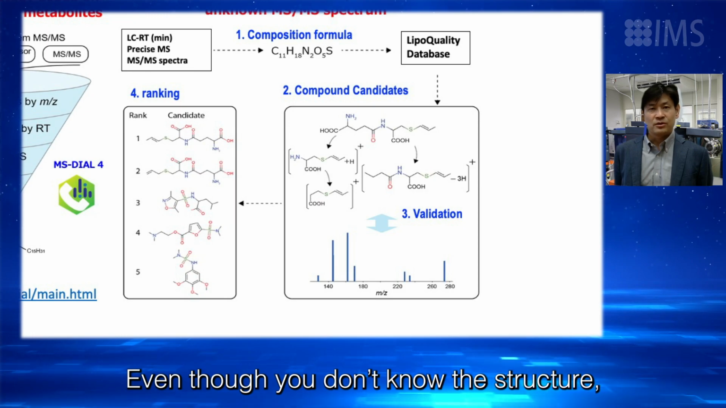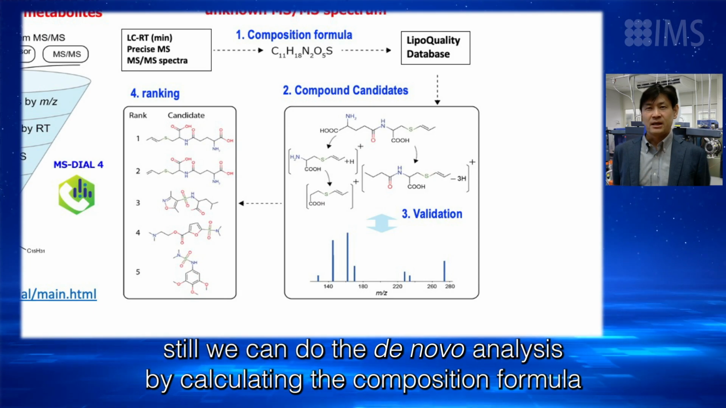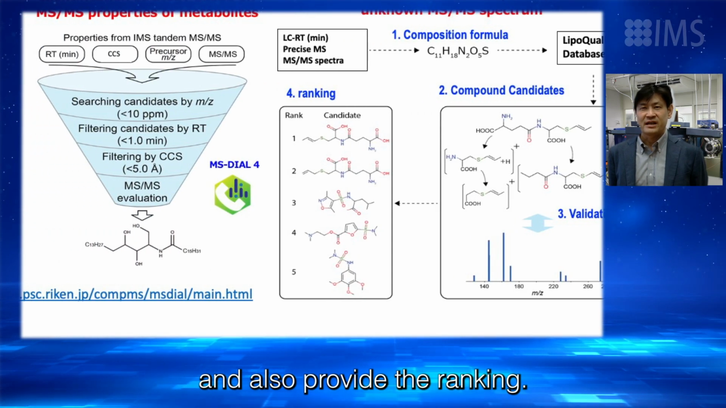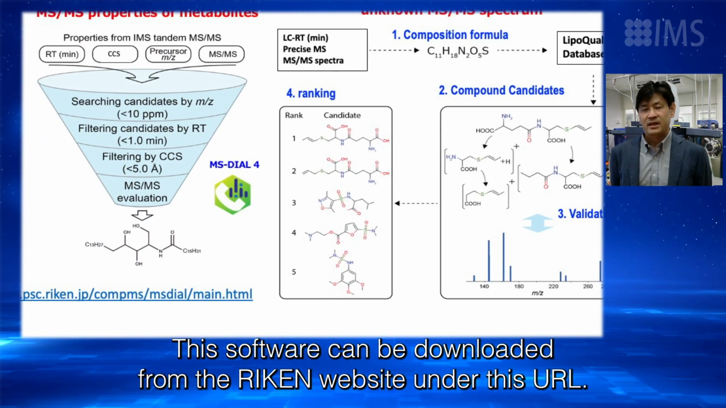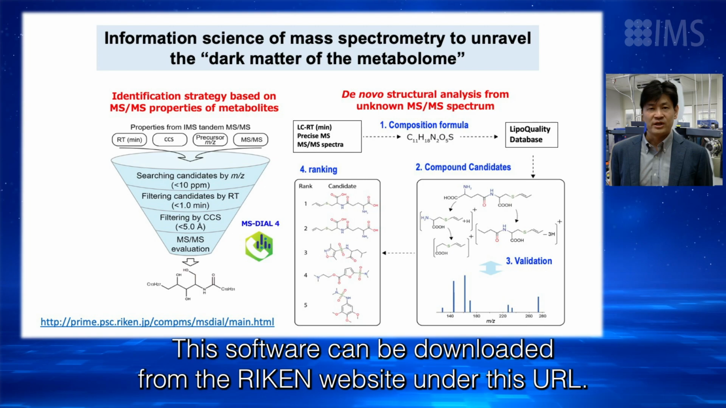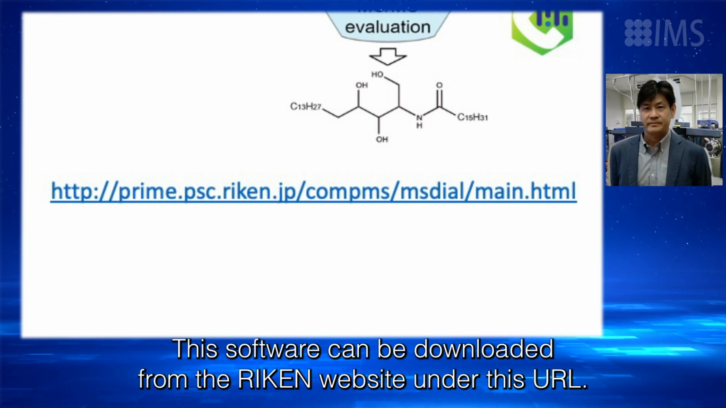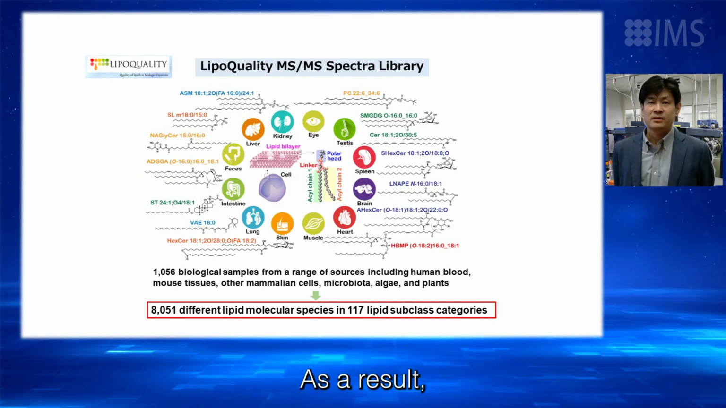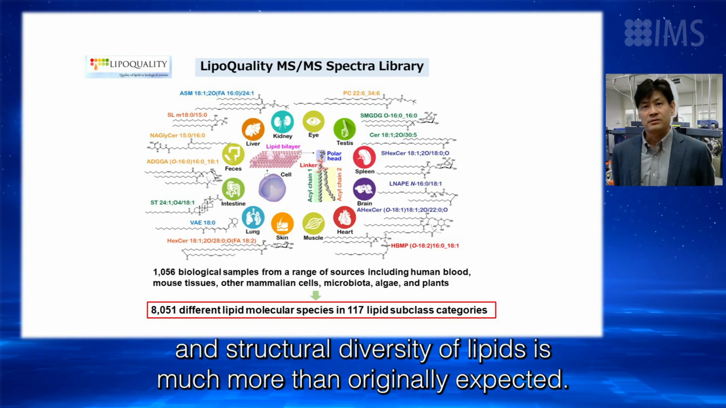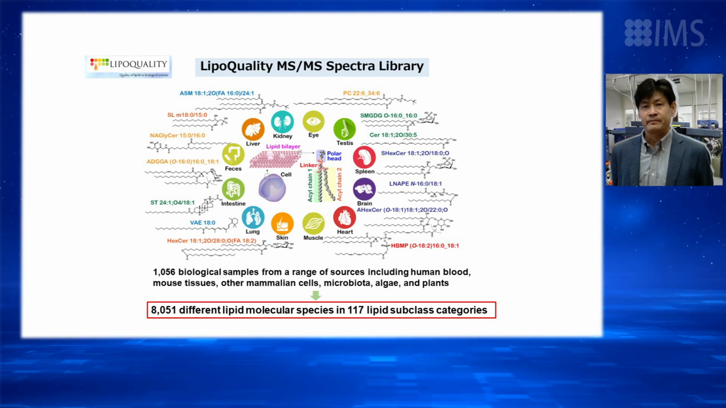And even if you don't know the structure, we can still do de novo analysis by calculating the composition formula and providing a ranking like this. This software can be downloaded from the RIKEN website under this URL. As a result, we now start to appreciate that there are more complexity and structural diversity of lipids present than we originally expected.